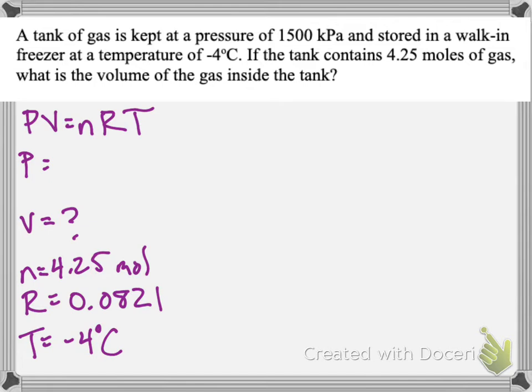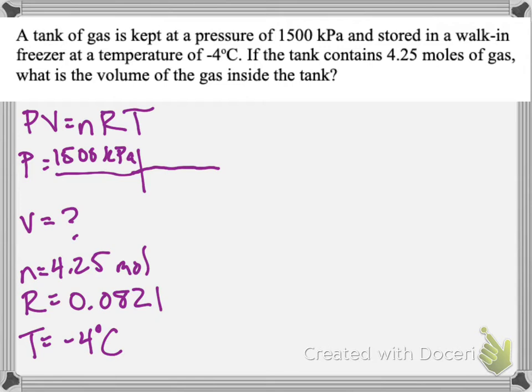So P is given as 1,500 kilopascals. And you may remember that it's really important that we have the pressure in atmospheres. So we're going to need to use our conversion factors and convert to atmospheres. Now, dimensional analysis is our friend here. Remember, dimensional analysis is all about just canceling units.